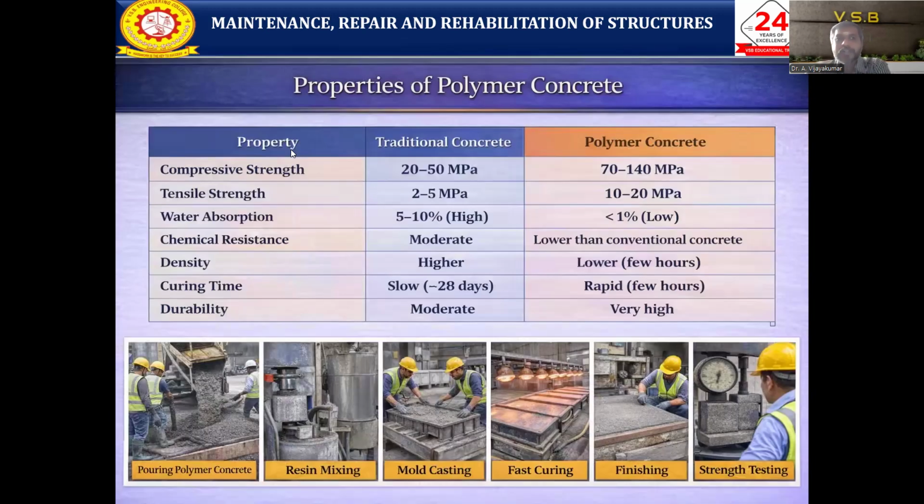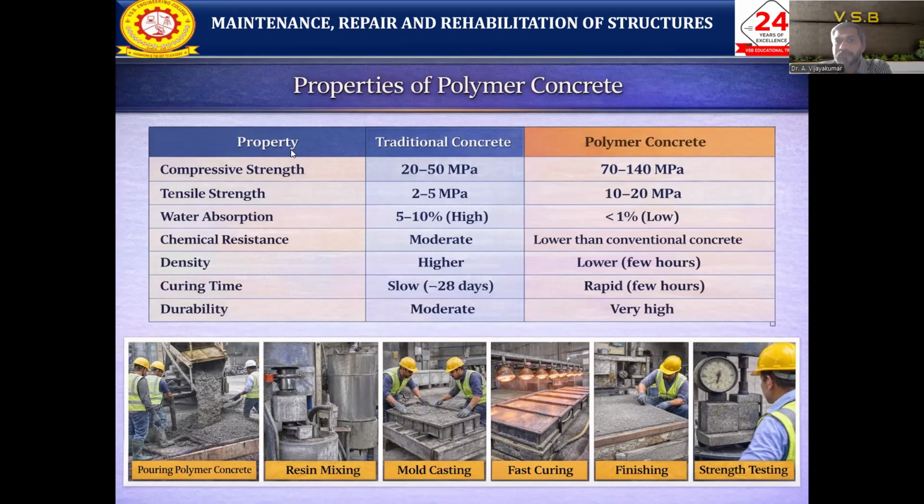What is the difference between normal, traditional concrete and polymer concrete? Regarding compressive strength, conventional concrete has around 22 megapascal, while polymer concrete has a minimum of 70 to 140 megapascal. A huge compressive strength comes with polymer concrete. Tensile strength for conventional concrete is 2 to 5 megapascal, but with polymer concrete it is 10 to 20 megapascal. Water absorption is high in conventional concrete, 5 to 10%, but for polymer concrete it is less than 1%.